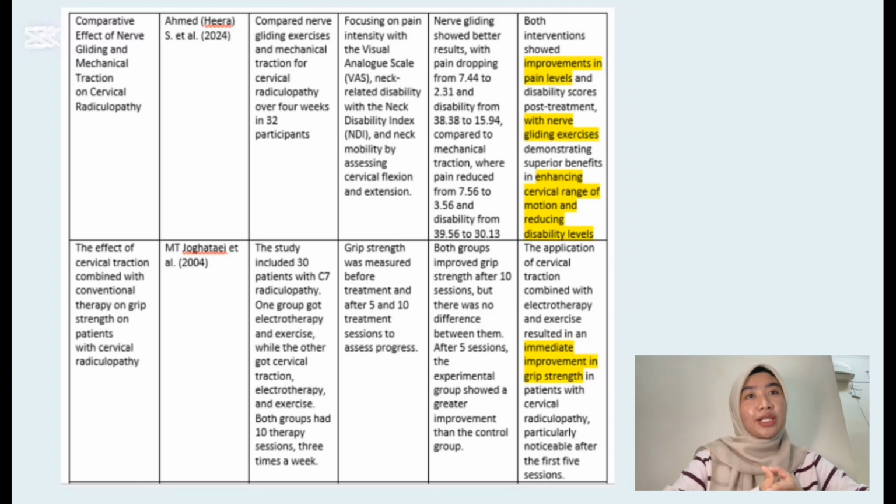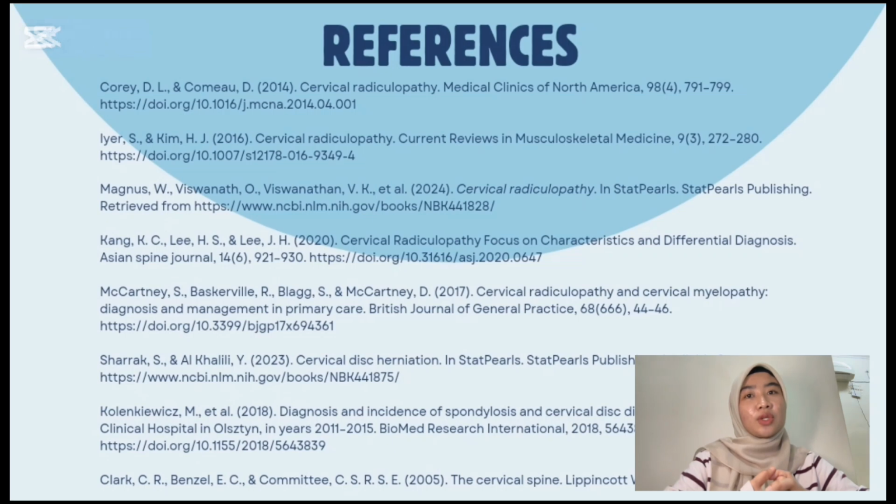Furthermore, ergonomic training and therapeutic exercise by Dandeli provide valuable strategies for managing chronic neck pain, particularly in desk-bound individuals. So that's all from our group.